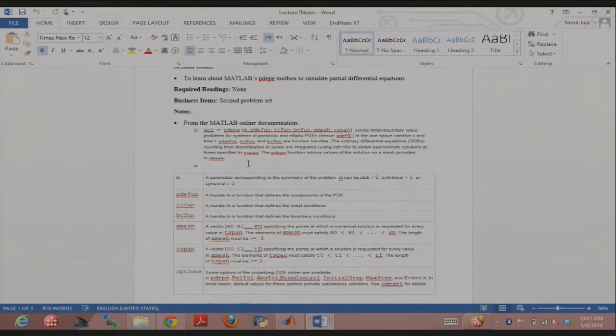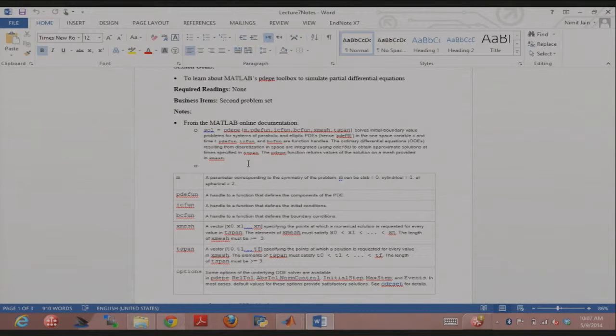So PDEPE, one limitation of it is it's used for partial differential equations in one space variable. And that's specified in XMESH, right? So that's sort of your vector of X values at which you integrate the partial differential equation. TSPAN is your time variable. So one limitation of PDEPE is, as I mentioned, one spatial variable. Another limitation is the PE actually stands for parabolic and elliptic PDEs. I'm not going to go into what these are, but it imposes certain limitations on the structure of the equation in PDEFUN, and I'm going to show you what that form is soon.